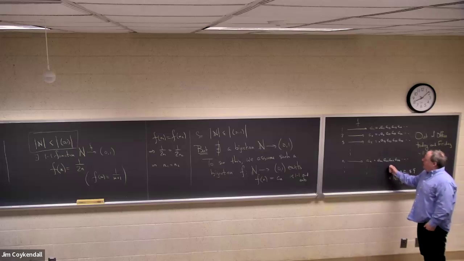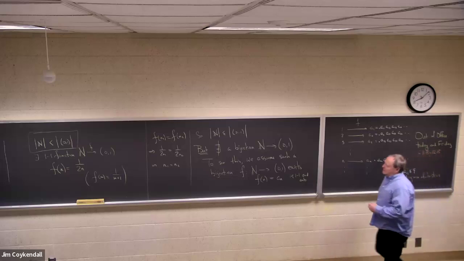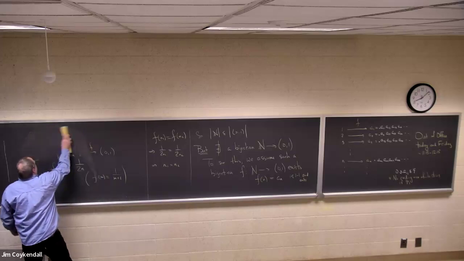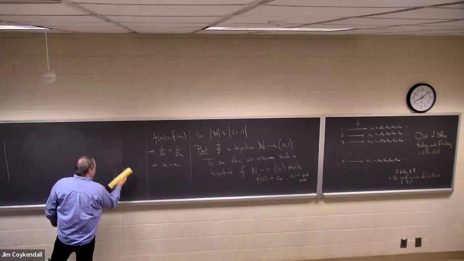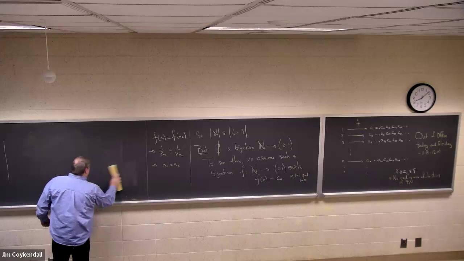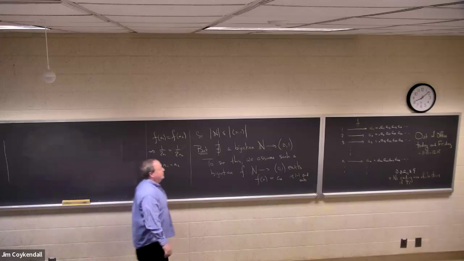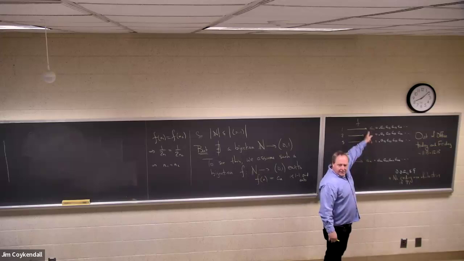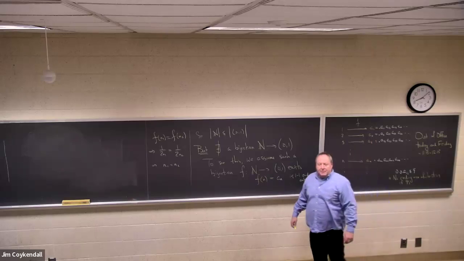Okay, so here's what we're going to do. If we assume that this function is onto, then every possible decimal is in this right column. Everybody agree with that? I'm going to build something new.